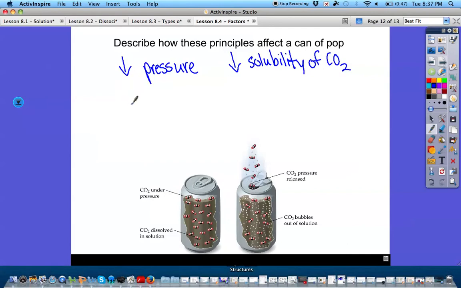And then as it sits out on the table, the temperature is going to increase because it's not in the fridge any longer. And so as the temperature increases, the solubility of CO2 is also going to decrease. So this is why if you open a can of soda and you leave it out at room temperature, it's going to go flat, because that CO2 is all going to be released into the atmosphere, and that CO2 is what keeps your soda from going flat.